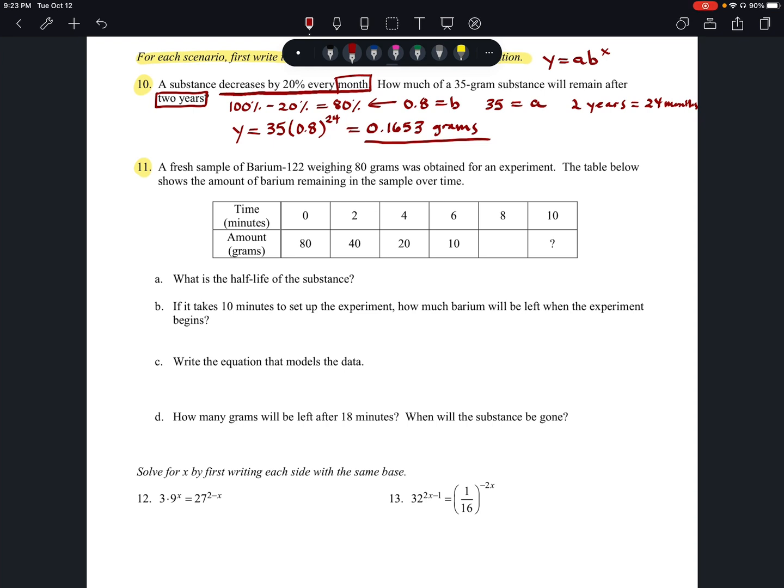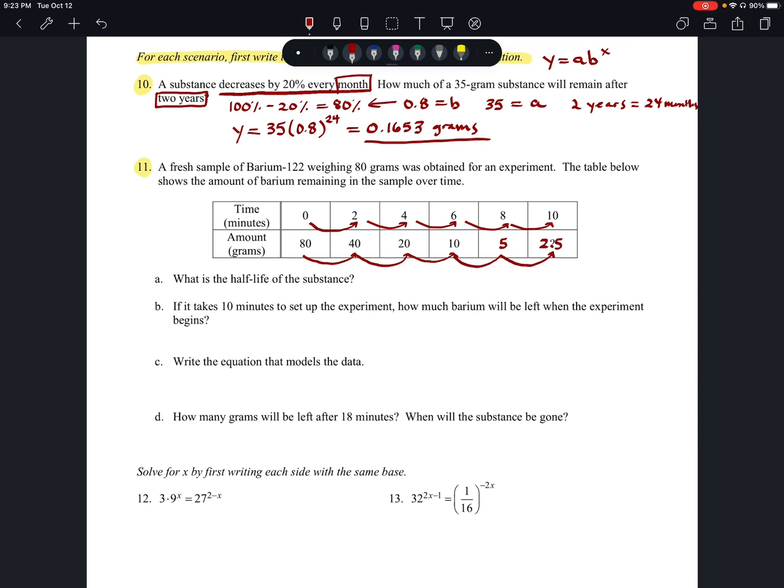All right, so a fresh sample of barium-122 weighing 80 grams was obtained for an experiment. The table below shows the amount of barium remaining in the sample over time. So you'll see the table here. It looks like our inputs are growing by 2 minutes each time, and our outputs, the amount of grams we have, are decreasing by half each time. So we could fill in these boxes here. This would have to be 5, and then this would be 2.5.